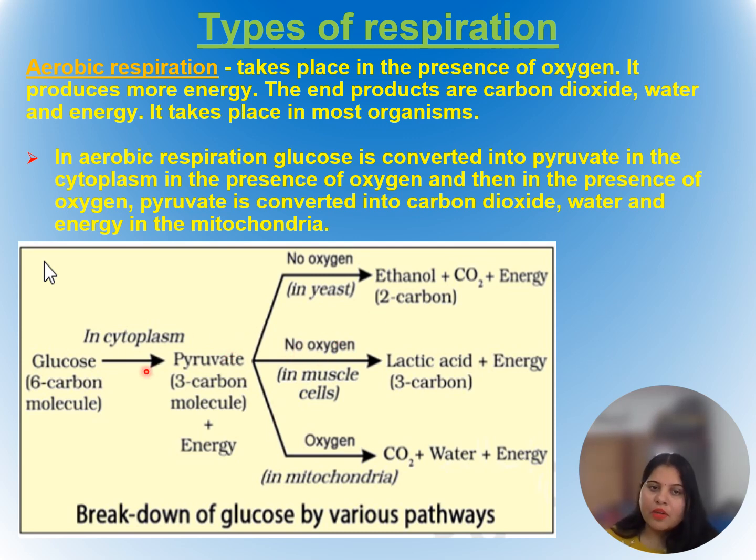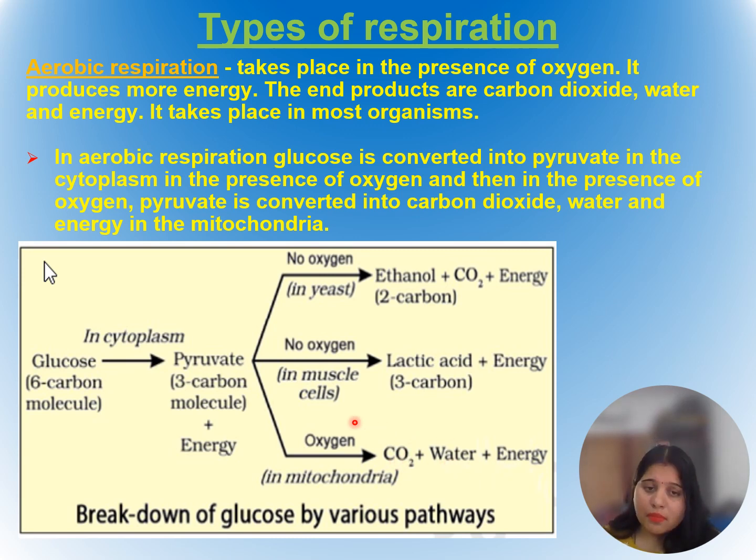So when the breakdown of the pyruvate molecule takes place in the presence of oxygen, then the end products will be carbon dioxide, water and energy, and this process takes place in mitochondria. So we can say that aerobic respiration takes place in mitochondria, and what will be the products of aerobic respiration? Carbon dioxide, water and energy.